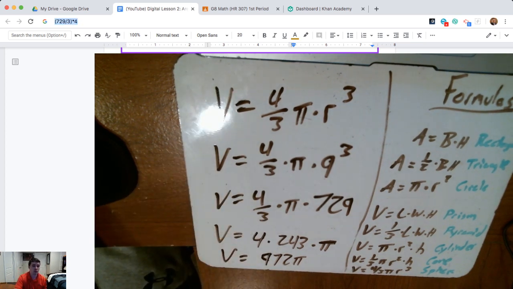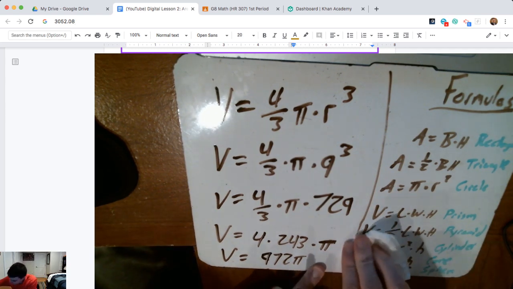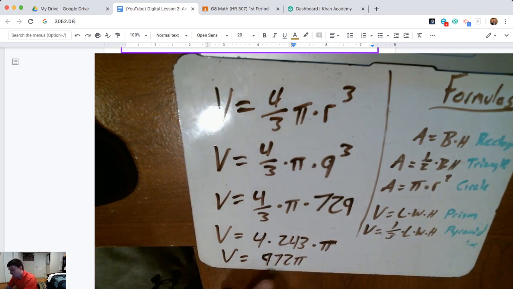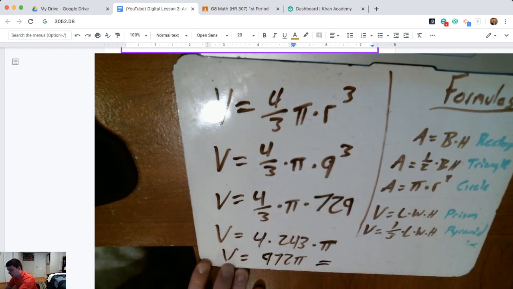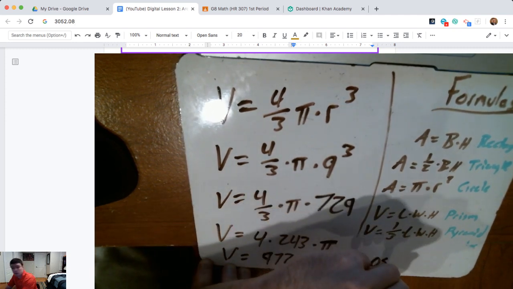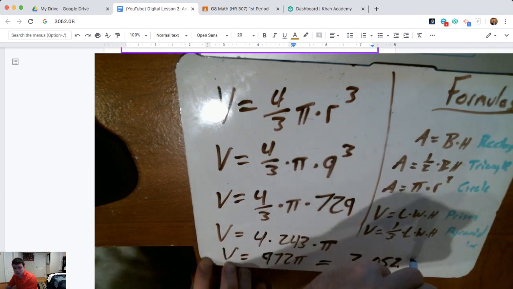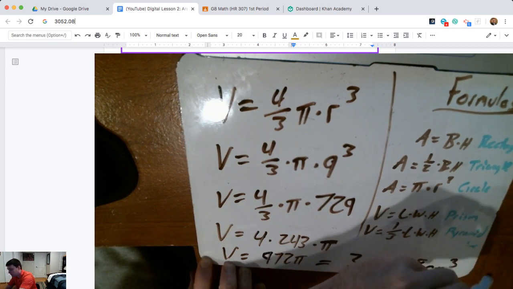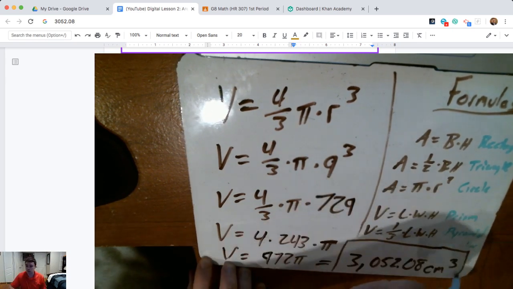They've asked us to use 3.14 for pi, so I'm going to do 972 times 3.14. I've kind of run out of room on my whiteboard. But the answer there is going to give us 3052.08. So if I do 972 pi, which is the answer, but they've asked me to multiply out the pi times 3.14, I get a final answer of 3,052.08. And in this case, we're measuring in centimeters, and volume is always cubic, so it's going to be cubic centimeters. That's our final answer for that sphere one.